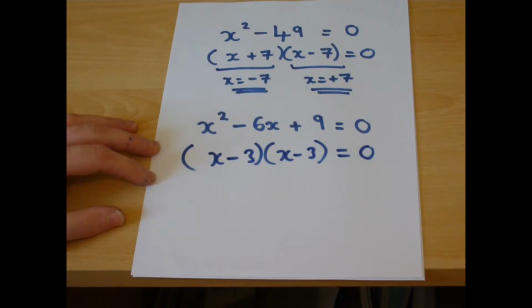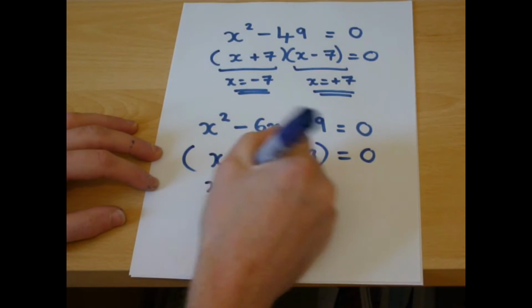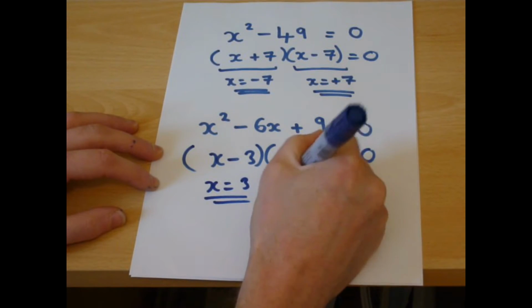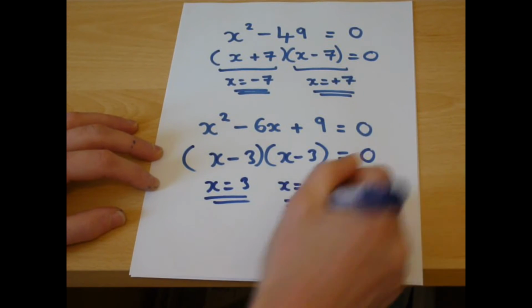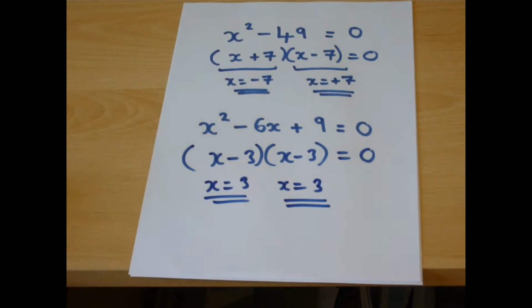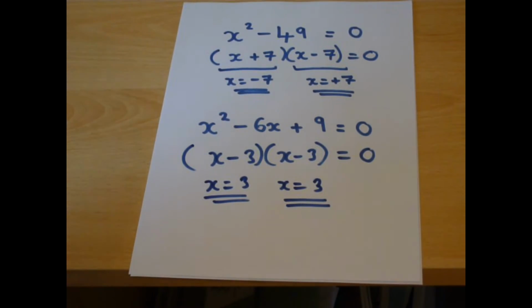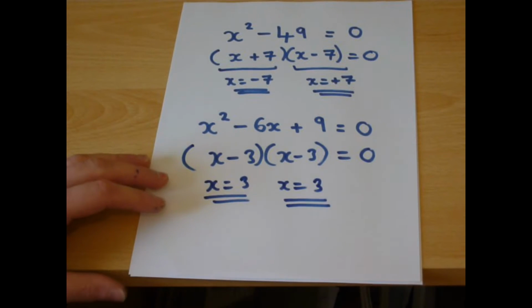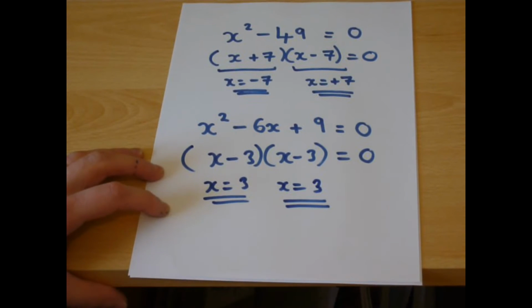So it's factorised. And in this case, the two solutions are the same. Plus 3 and plus 3. They can be called repeated roots, where we happen to have the same solution occurring twice. So in fact there's only one solution to that equation. x equals plus 3.